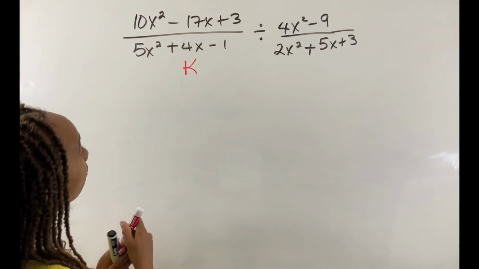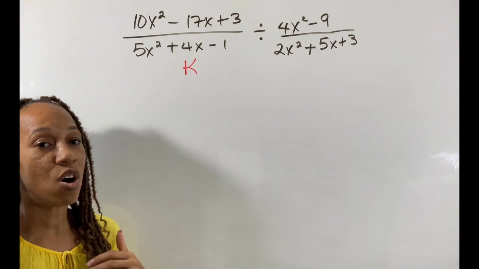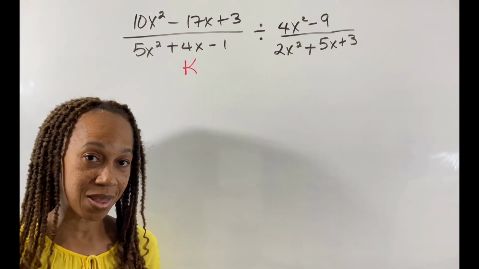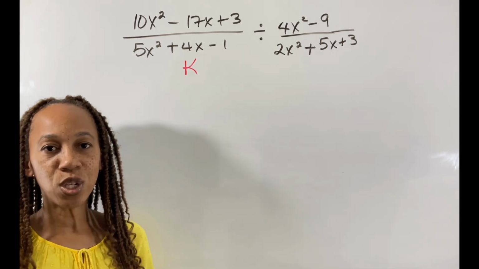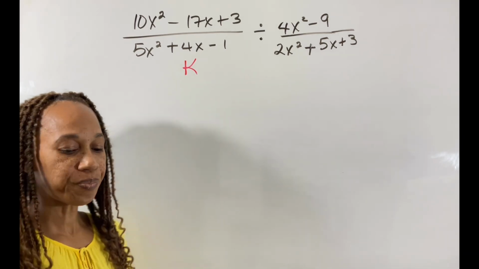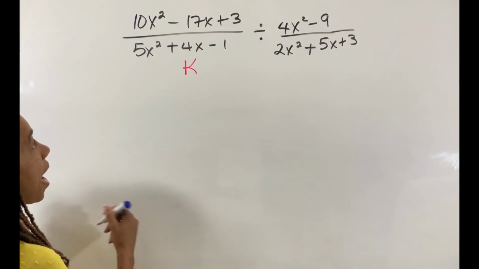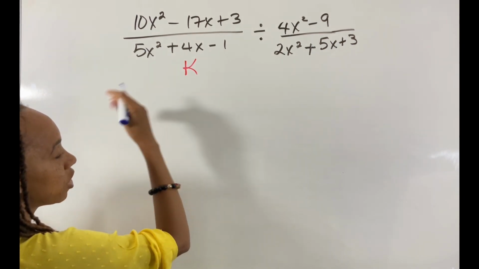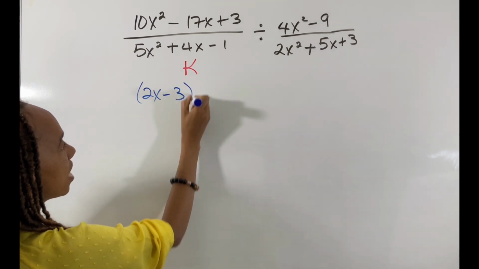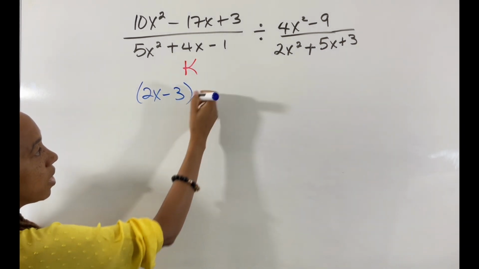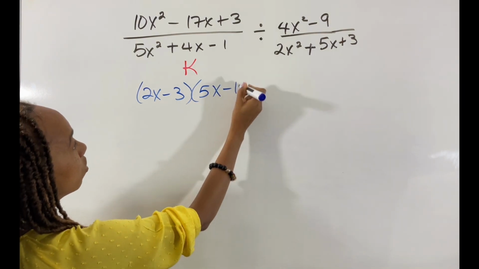So we have our 10x squared minus 17x plus 3. In order to factor this out, if you need some help on that, you can go back and watch my video on how to factor a quadratic expression when a is greater than 1. So off the top, we can go ahead and factor this out. I'm just going to write what it is: we have 2x minus 3, and then the next portion is 5x minus 1.